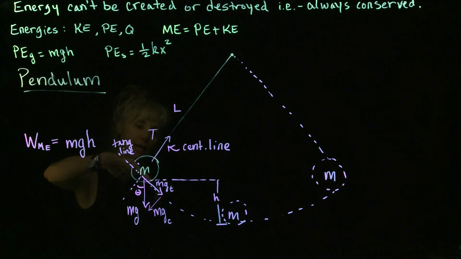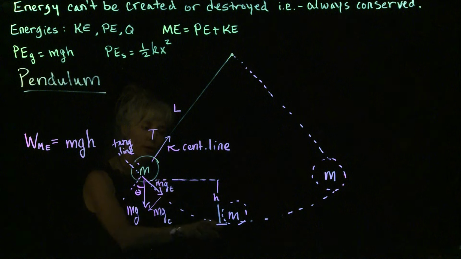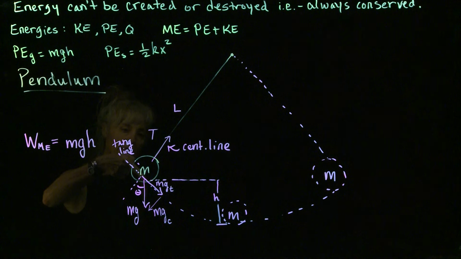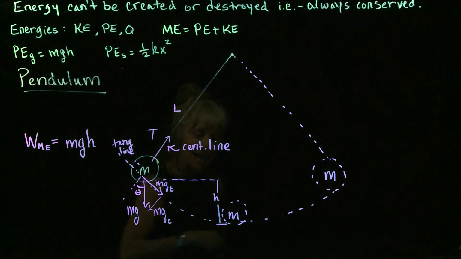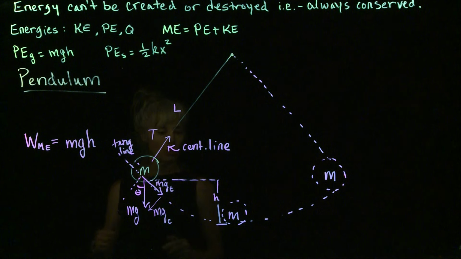So you can see that the tangential piece of mg is pointing toward the equilibrium position. And as you let go of this mass, this is the piece of mg that is trying to restore the mass back to the equilibrium position. And notice that as the bob swings down, the piece of mg that is tangential gets smaller and smaller.